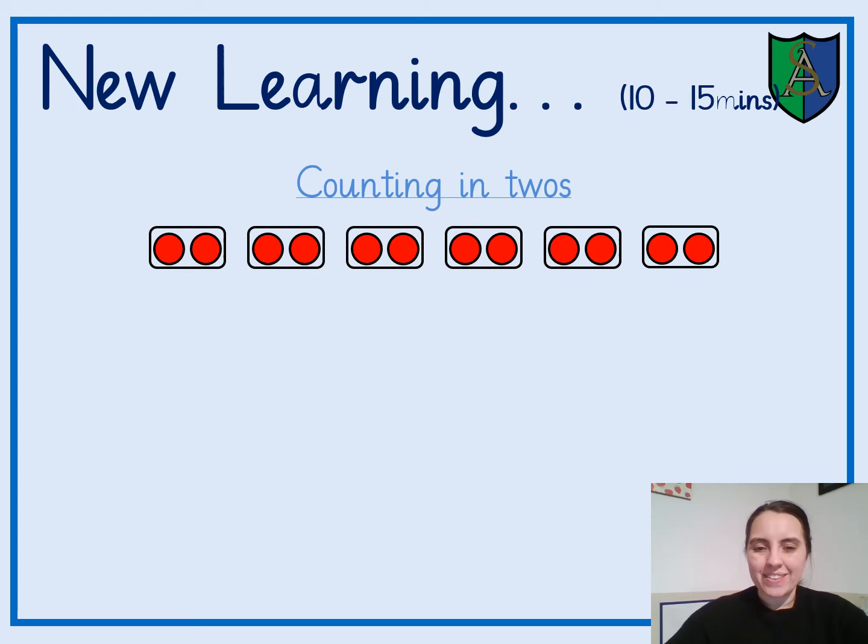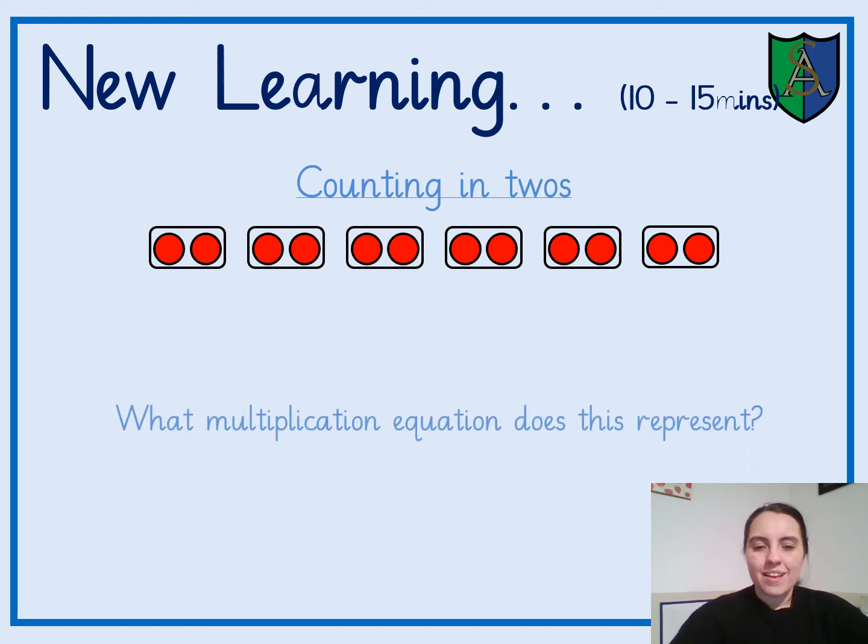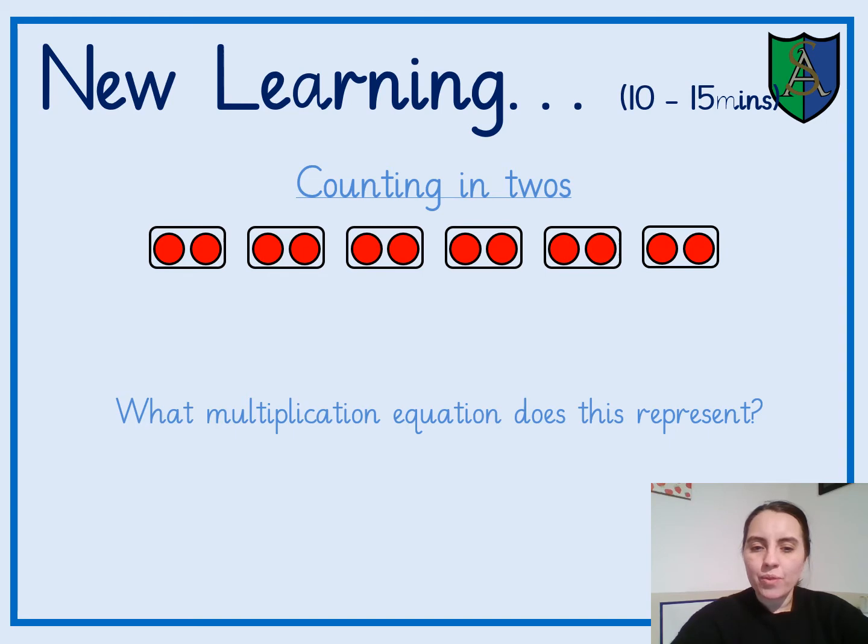Okay, let's reveal the answer. There are 1, 2, 3, 4, 5, 6 groups, and in each of the groups there are 2 red dots. So that's 6 times 2. Now let's count the counters. I'm going to count them in my 2s. 2, 4, 6, 8, 10, 12. So that means 6 times 2 equals 12 is going to be our multiplication equation. Let's check. Brilliant. Well done if you got that one correct.